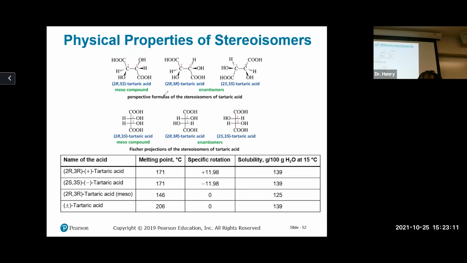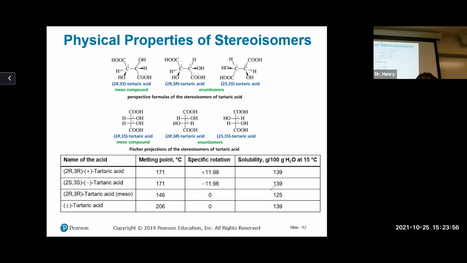Okay, so the last thing is the physical properties, right? If you take a look at it, this here is the Meso compound. This here is the enantiomers. If we compare the Meso compound to the enantiomers, the enantiomers have the same melting temperature. Their specific rotations are going to be opposites of each other, that plus and that minus, right? And you notice that they put the plus and minus here because they were able to calculate it using polarity, right?